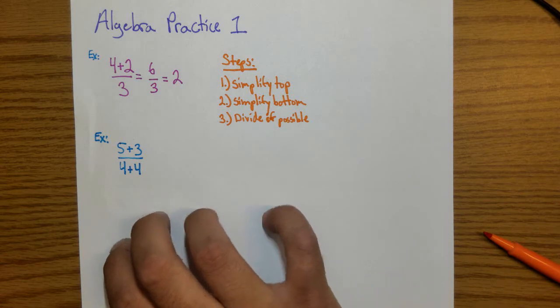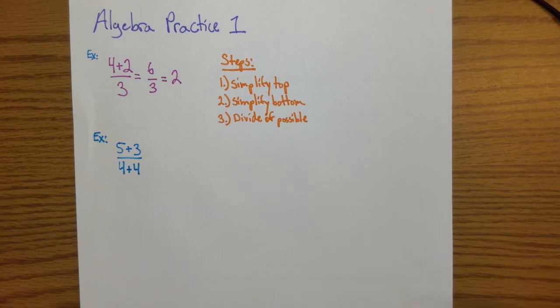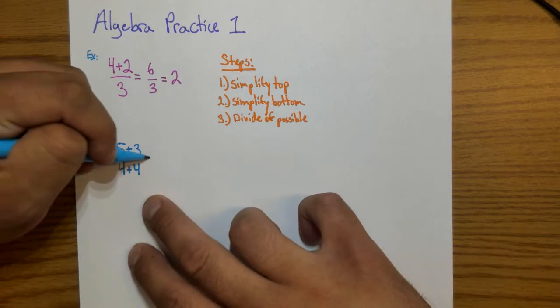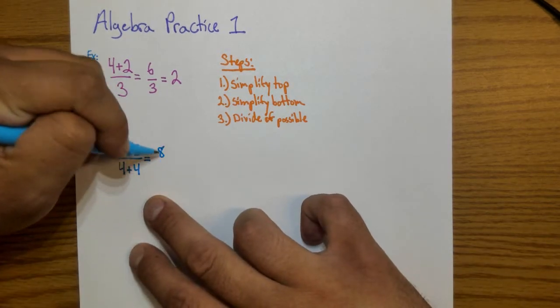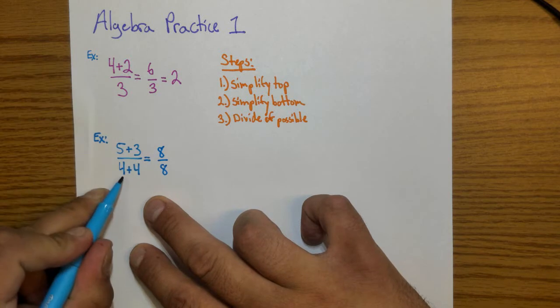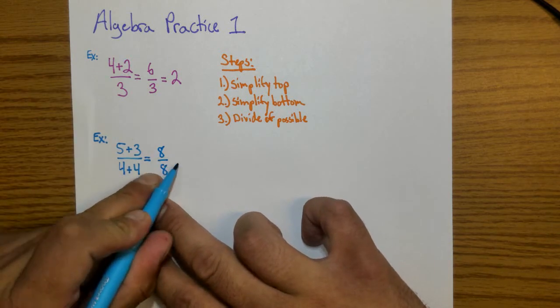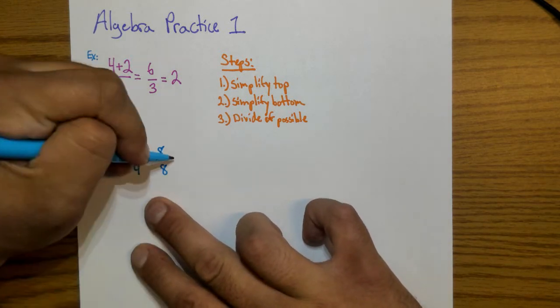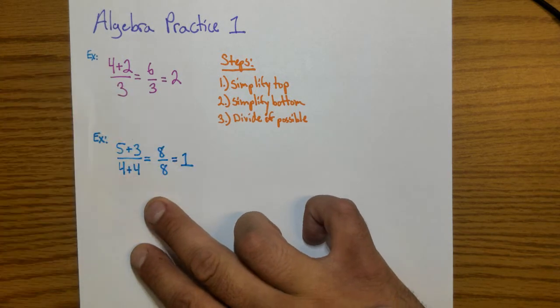Now, I know this may seem real easy, but that's kind of the point. I want it to seem easy for y'all. So 5 plus 3 is 8. 4 plus 4 is also 8. I just simplify the top, simplify the bottom. 8 divided by 8. We can divide. That's possible. That's just 1.